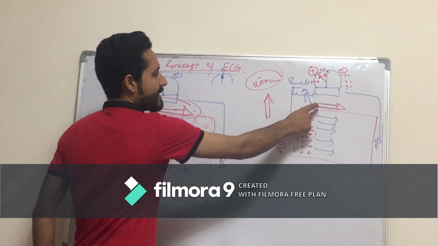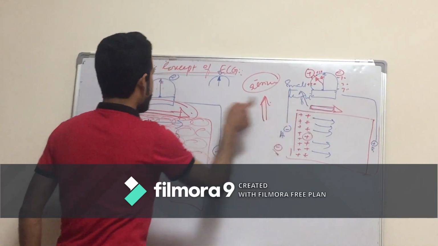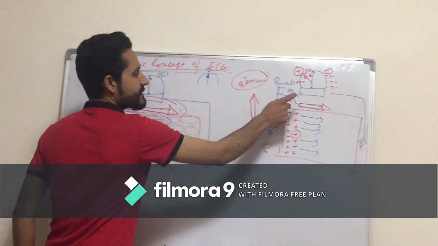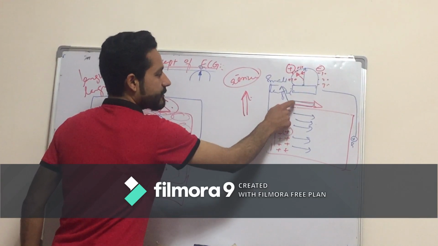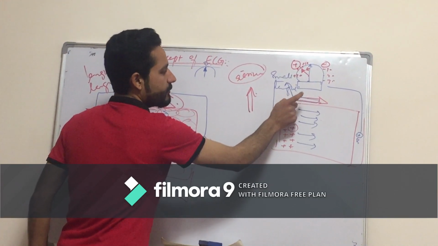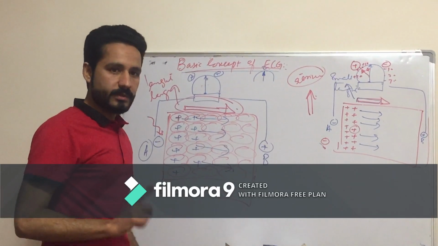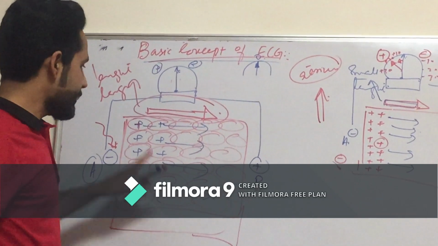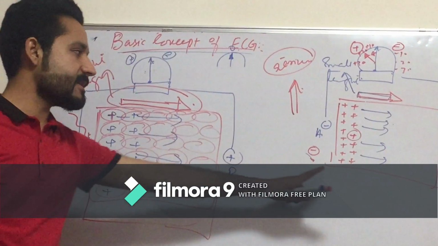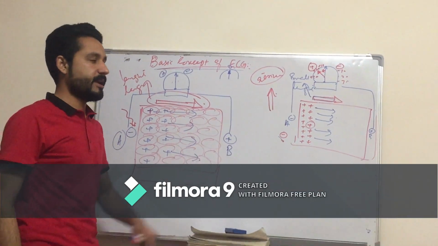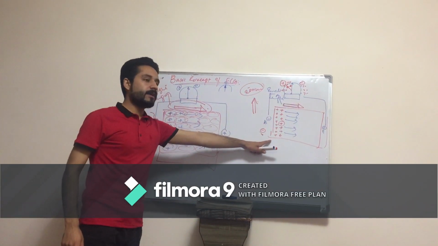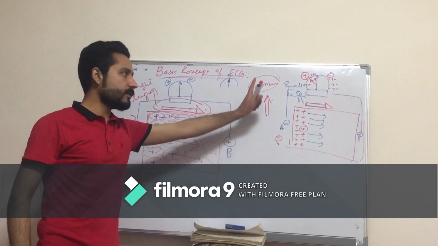So this length is smaller as compared to this one, so we can say the strength of the electromagnetic force here will be weak as compared to this one. Now this is the difference between the thick cells and the thin cells: how the thin cell will depolarize and what the vector will be.